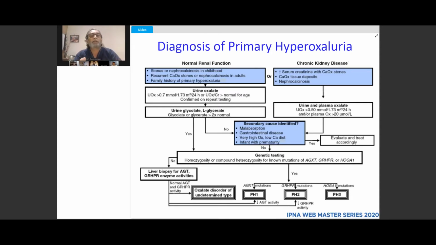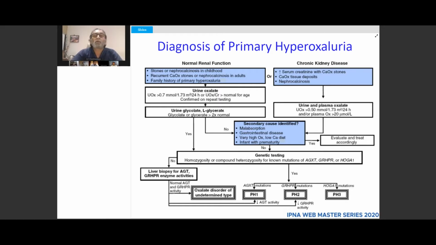The patient can present with normal renal function or with chronic kidney disease. When you suspect primary hyperoxaluria, if a patient with normal function presents with recurrent stones as well as nephrocalcinosis in childhood, or with a family history of primary hyperoxaluria, you go and estimate urinary oxalate. Urinary oxalate more than 0.7 millimoles per 1.73 meters squared per day, or urinary oxalate to creatinine ratio more than normal for age, confirmed on repeat testing, suggests hyperoxaluria. Then go ahead with urine glycolate and L-glycerate, which is not easily available.